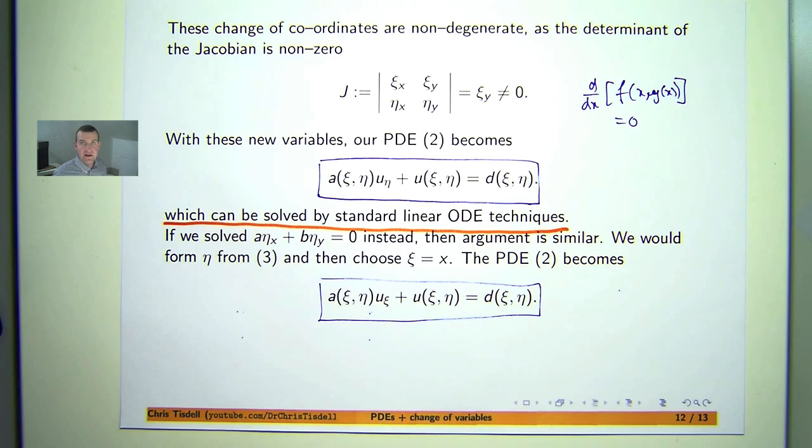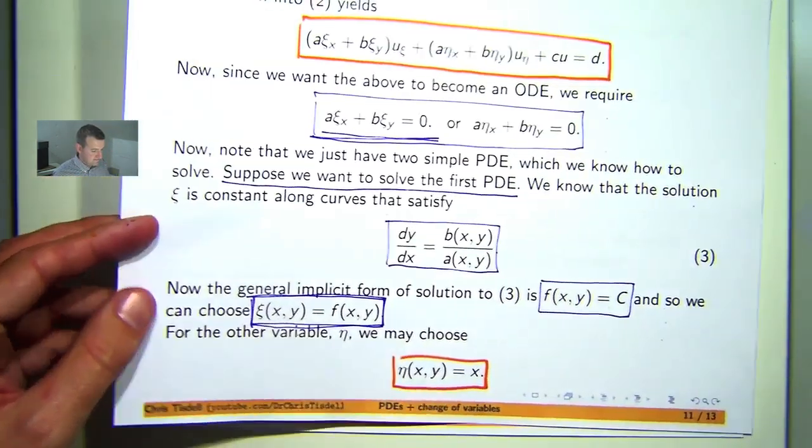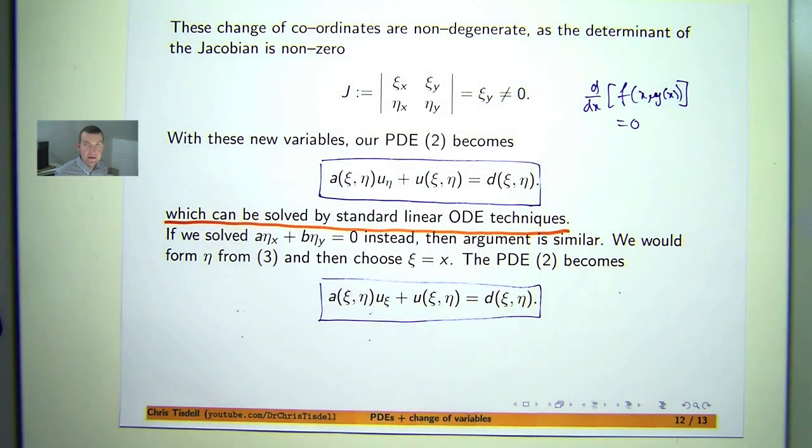Now in other videos I'll do some examples showing you exactly how to choose the psi, for example, and the eta, but those will be the subjects of other presentations.